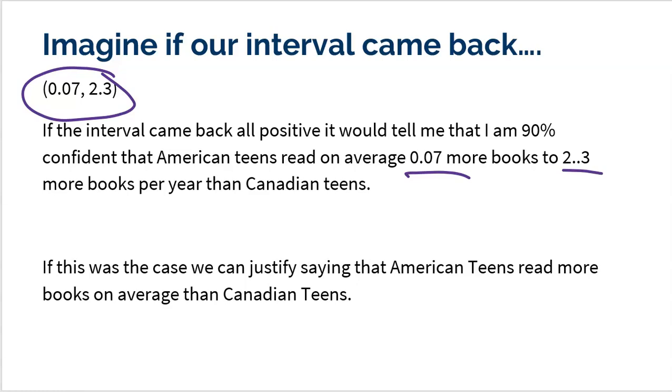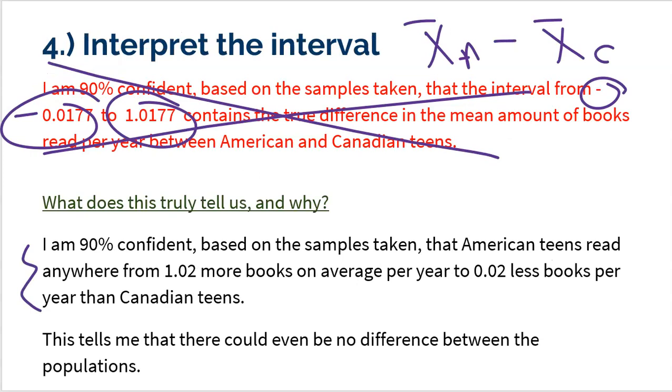So an all positive interval would tell me that the Americans are going to be more than the Canadians. If it was all negative, then that would tell me the Canadians are more than the Americans. But what actually happened was I got a negative and a positive, which tells me that the Americans could be higher, the Canadians could be higher, or there could even be no difference. All right, so let's take a breath. Hopefully that was fine and pretty easy. And let's look at one more example.